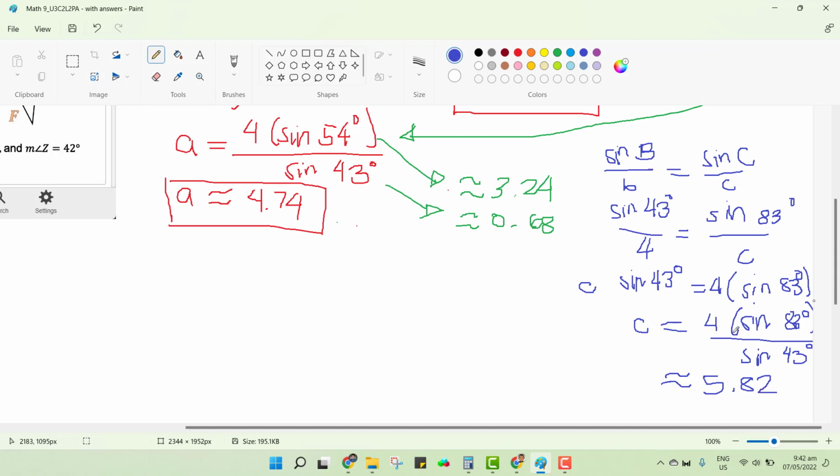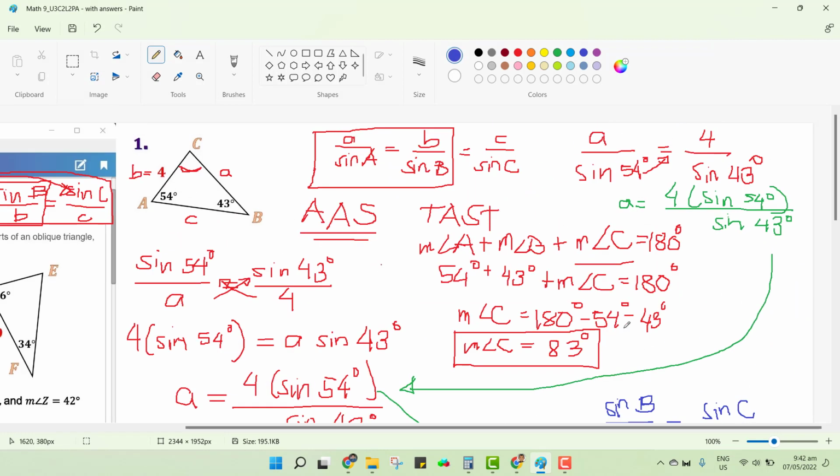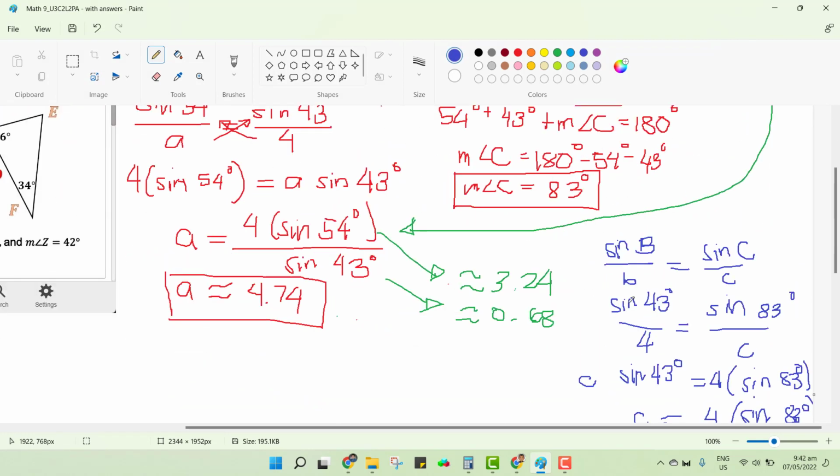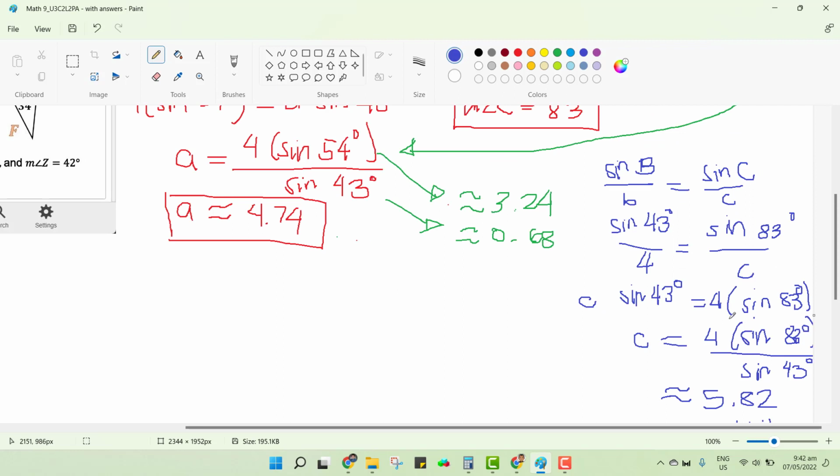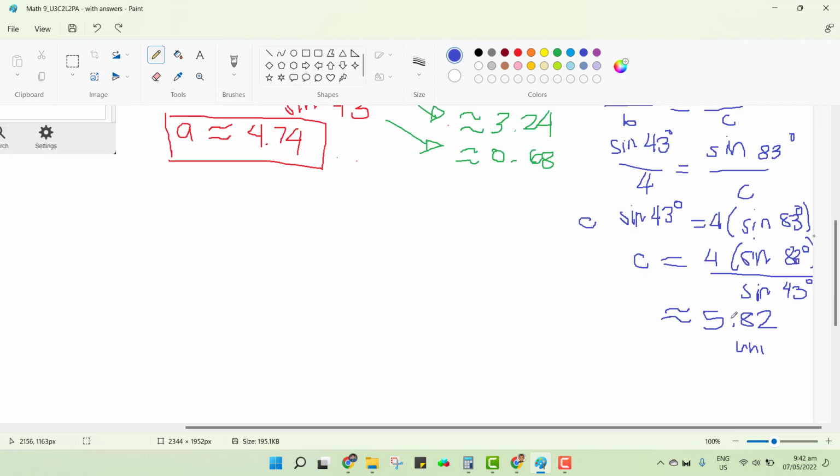So same thing if the value earlier was given with units, we're going to use centimeters, inches if there are. You could also name this 5.82 units, same as here. Or 5.82 is already okay. Yeah, it's acceptable. So this is how we answer number 1.